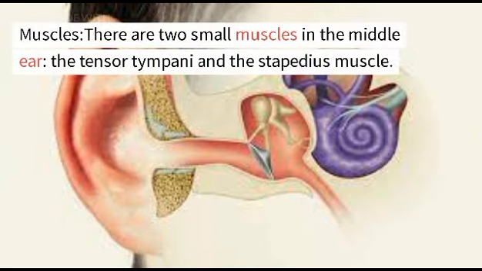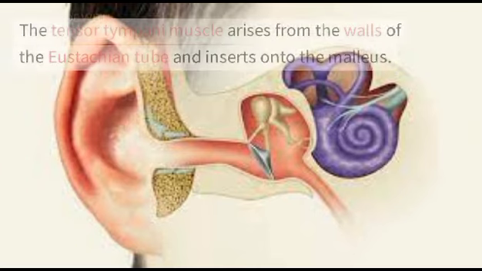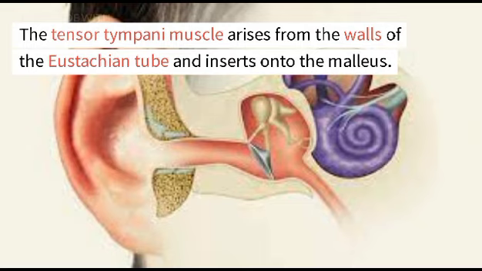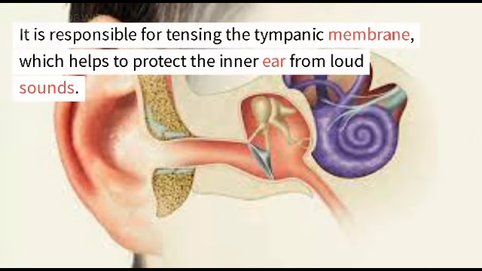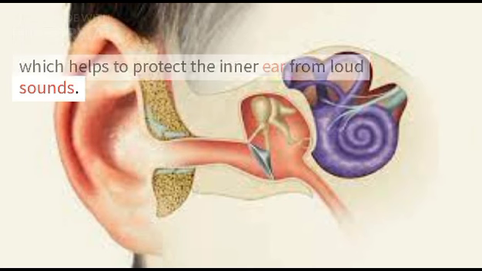Muscles. There are two small muscles in the middle ear, the tensor tympani and the stapes muscle. The tensor tympani muscle arises from the walls of the eustachian tube and inserts onto the malleus. It is responsible for tensing the tympanic membrane, which helps to protect the inner ear from loud sounds.